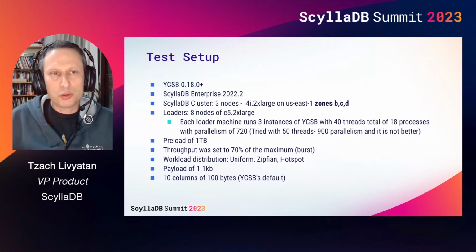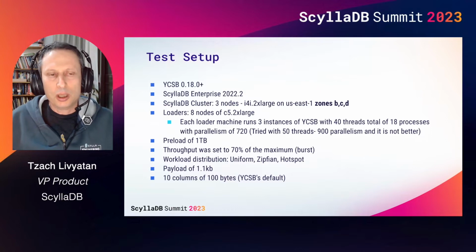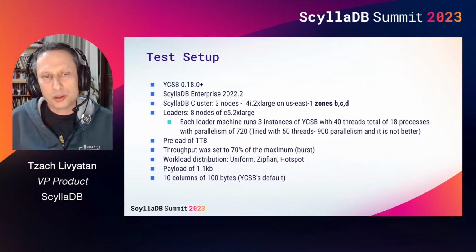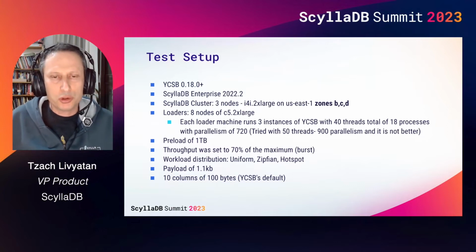But just the setup that we chose for this demo: we're using a standard benchmark tool called YCSB, originally from Yahoo, but now it's a standard for NoSQL databases. We're using the latest and greatest Scylla Enterprise version, 2022.2. The Scylla cluster that we are comparing Dynamo to is pretty small, 3 nodes of i4i.2xlarge. You can imagine that if we use 8xlarge or bigger, we can push much more traffic.